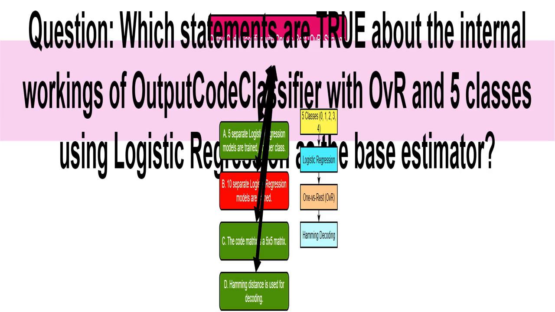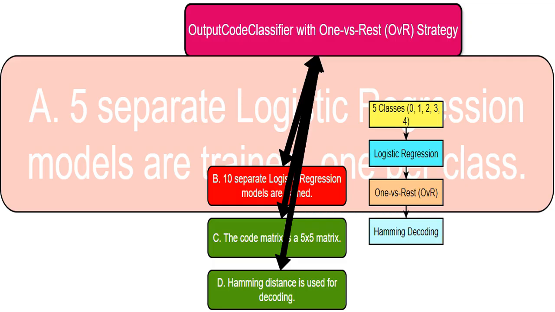It suggests that the OVR strategy uses one logistic regression model per class. Statement B offers an alternative hypothesis, proposing that 10 models are trained. It's important to evaluate whether this is compatible with the OVR strategy.